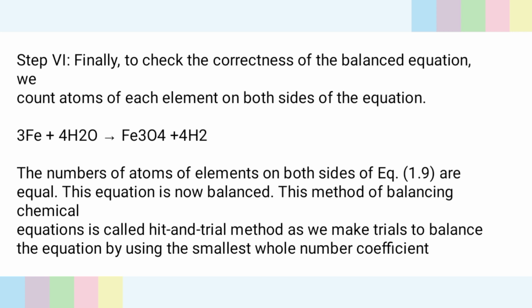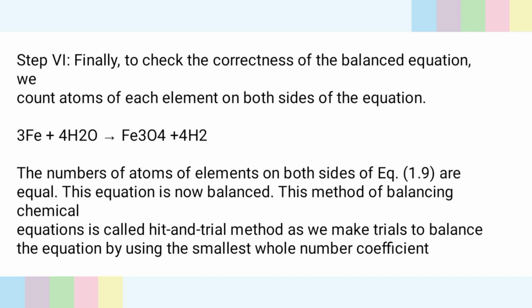Step 6. Finally, to check the correctness of the balanced equation, we count the atoms of each element on both the sides of the equation. The number of atoms of elements on both the sides of the equation are equal. This equation is now balanced. This method of balancing chemical equation is called the hit and trial method, as we make trials to balance the equation by using the smallest whole number coefficient.